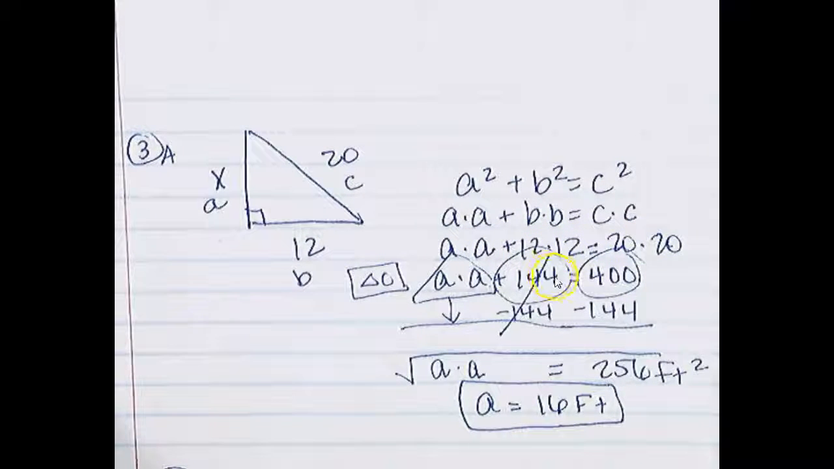12 times 12 is 144. 20 times 20 is 400, not 40. I did triangle circle here, so I moved the 144 to the right, subtracting both. 256 is left. The square root of 256 is 16.